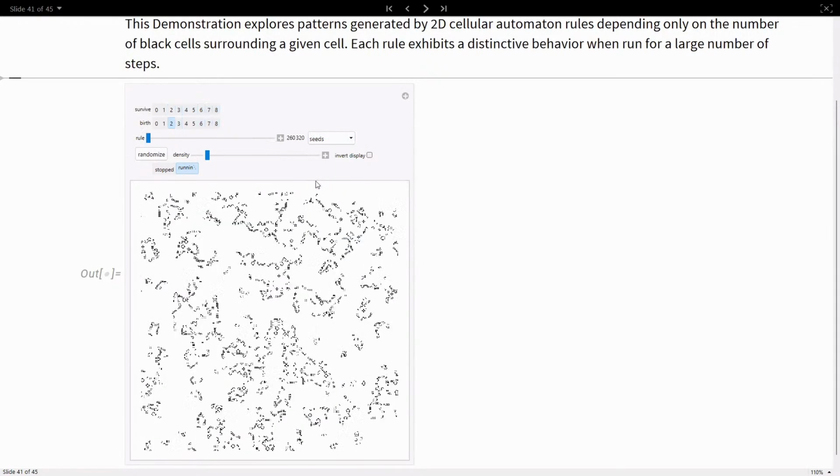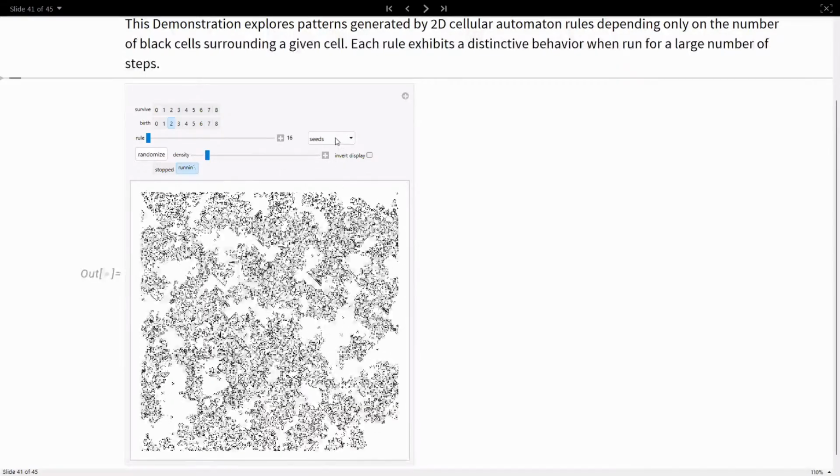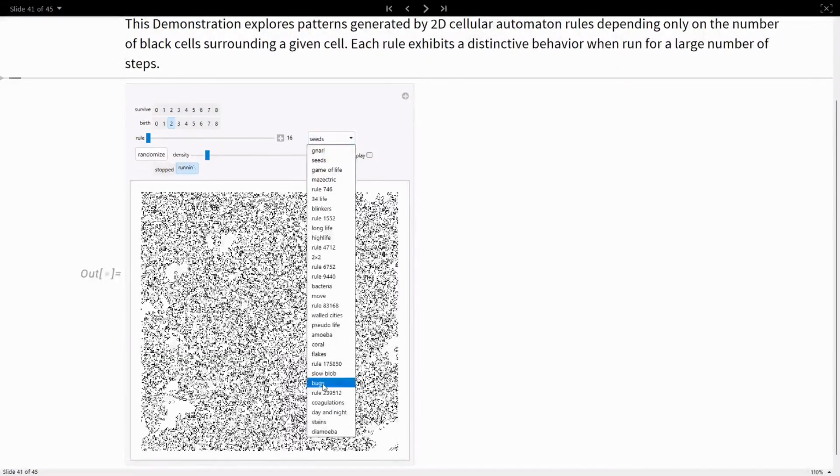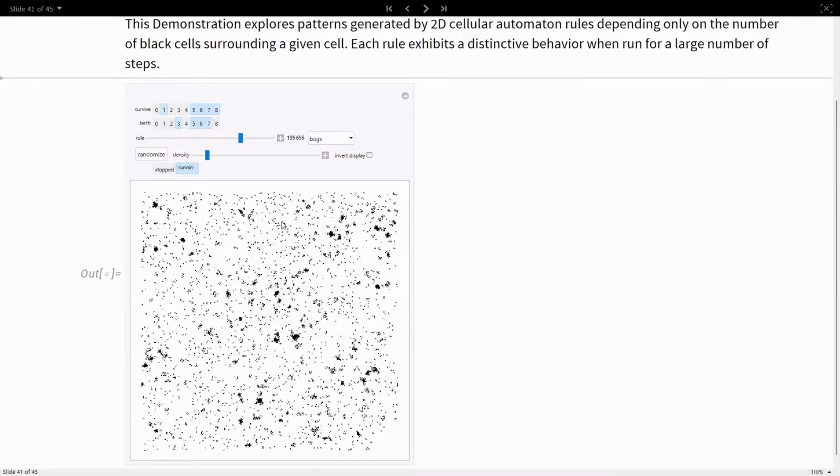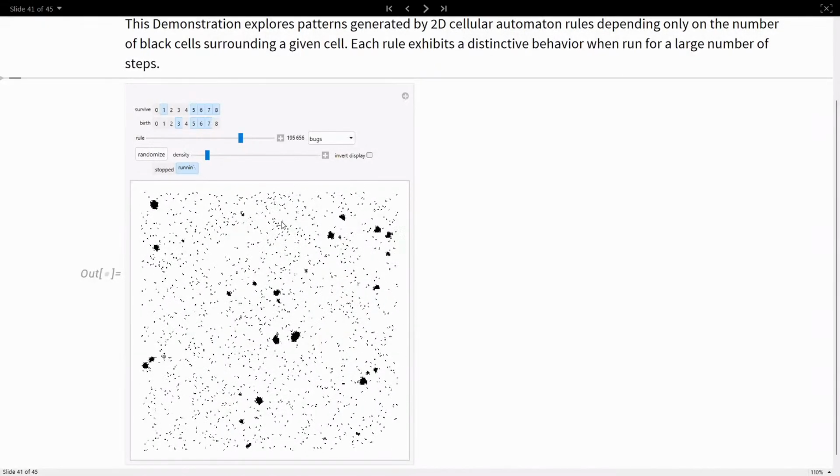Let's see. Seeds is another. There's a lot of named cellular automata for ones that have unusual behavior.